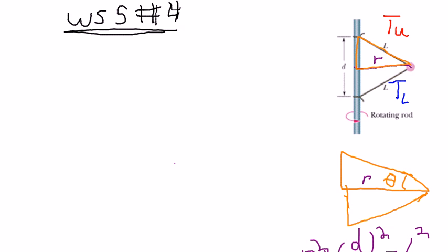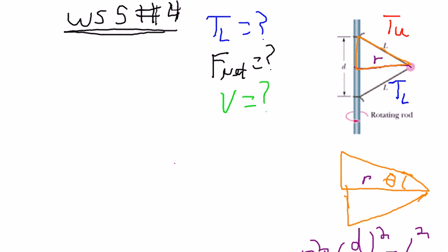Again, we're asked to determine what T sub L is, the lower tension. We're also asked to find the net force acting on the ball. I wonder what that's going to be. And lastly, we're asked to find the speed at which the ball is moving, so we'll just call that V. To do this, we're going to have to do a free body diagram and look at the sum of our forces. So let's start with the free body diagram of our ball.